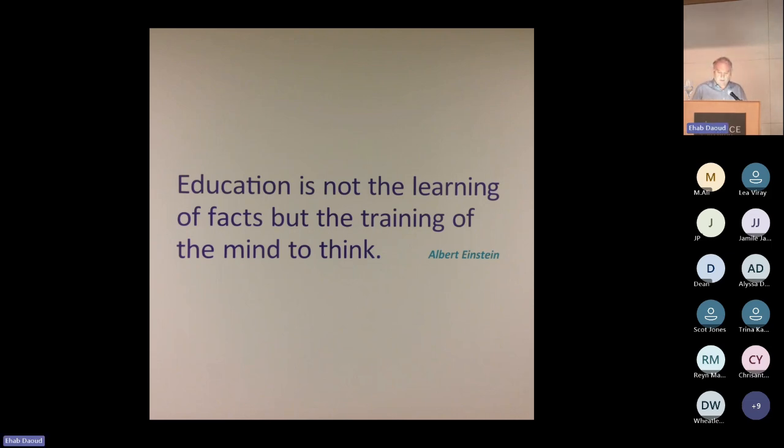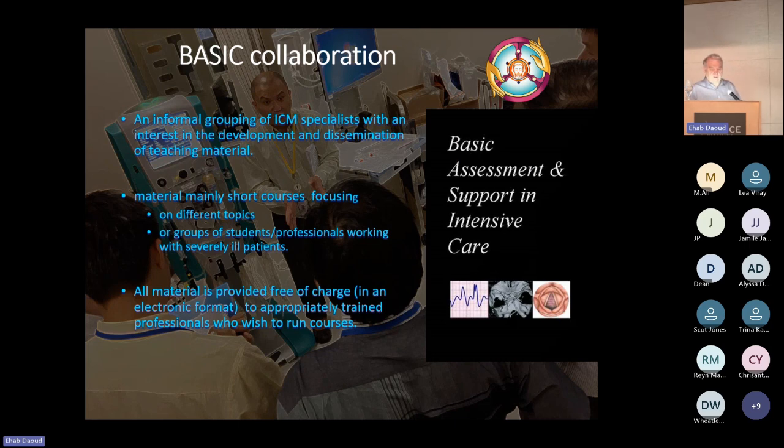The Basic collaboration is an informal group of intensive care medicine specialists with an interest in developing and disseminating teaching material. The material is mainly promulgated in short courses focusing on different topics, of which major ones involve mechanical ventilation and upper airway support. And we also teach students as well as doctors and nurses. All material that we give is provided free of charge in an electronic format to appropriately trained and credentialed people.